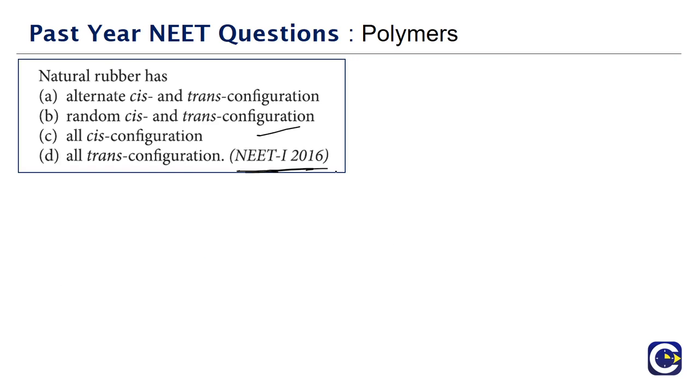Next we have a question on natural rubber. They are talking about the cis and trans property of natural rubber. Option A, they are saying alternate cis and trans. Option B, random cis and trans. Option C is all cis. Option D is all trans.